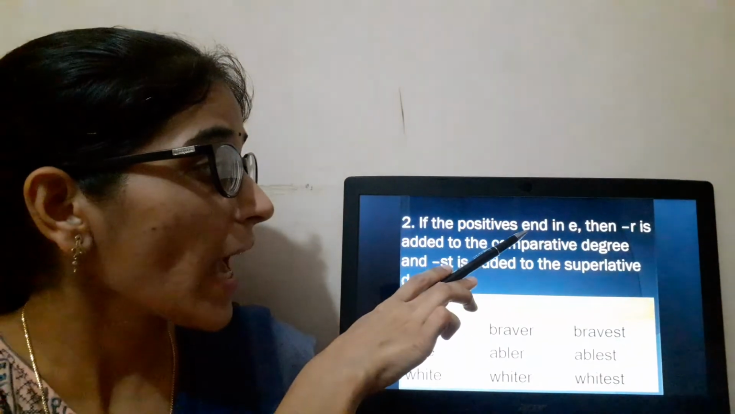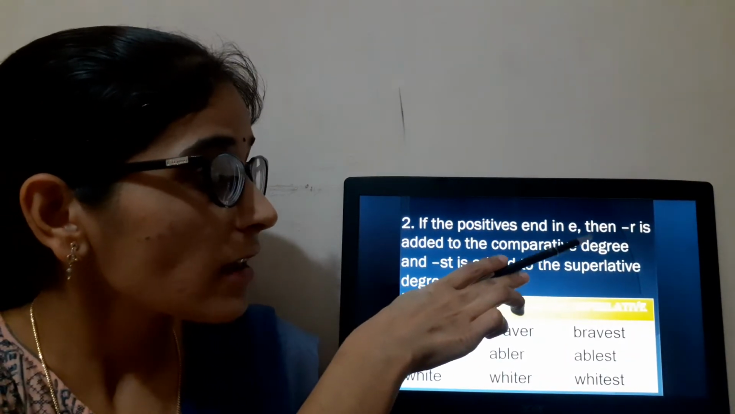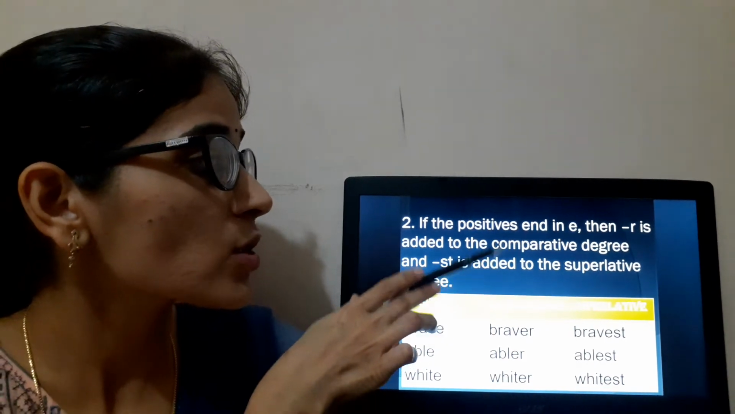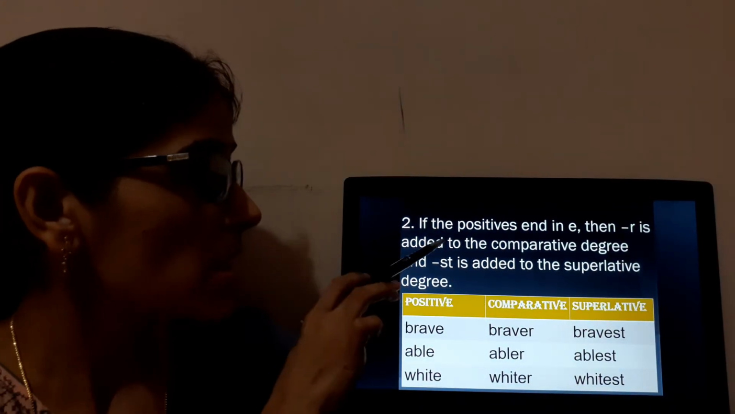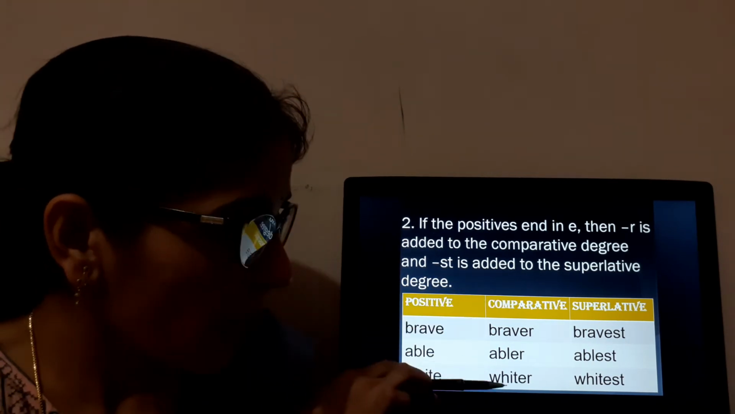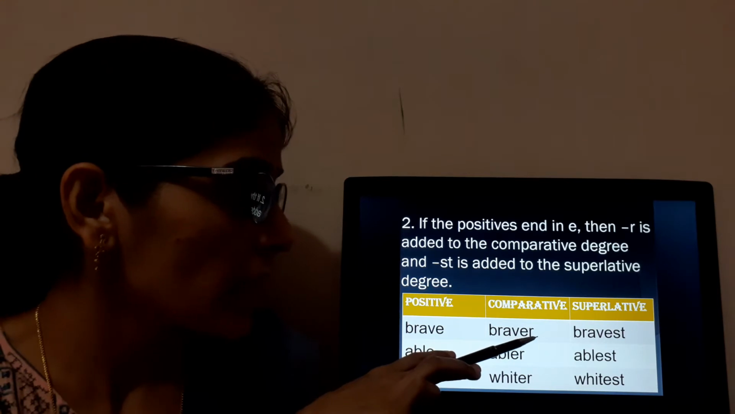If the positive ends in E, then R is added for the comparative degree and ST is added for the superlative degree. That means if the positive ends with E, in the comparative what are we going to add?